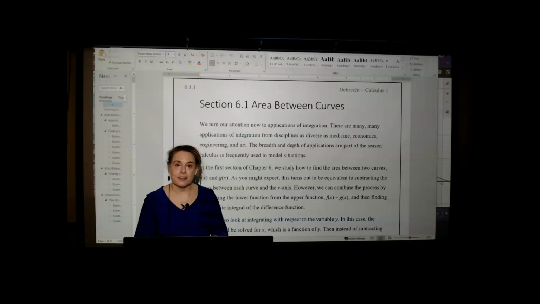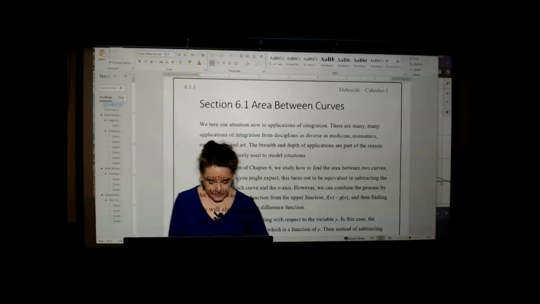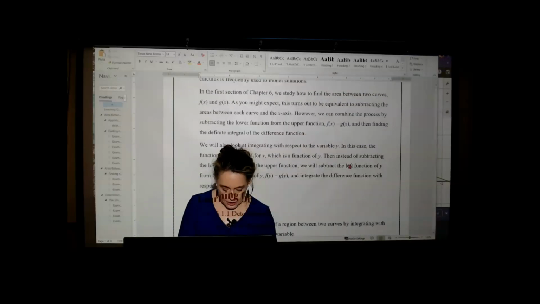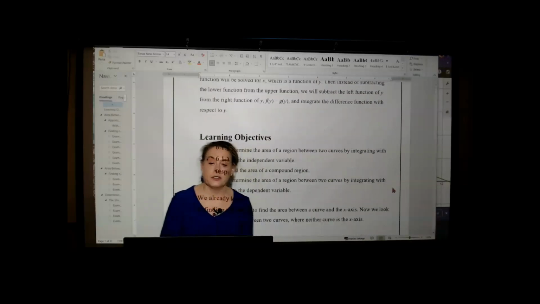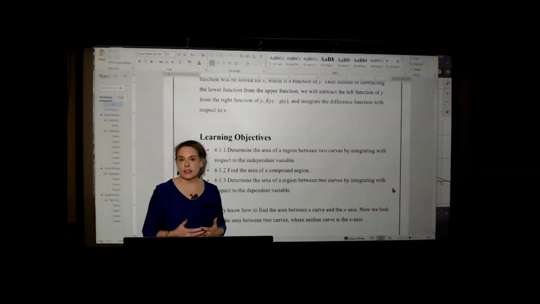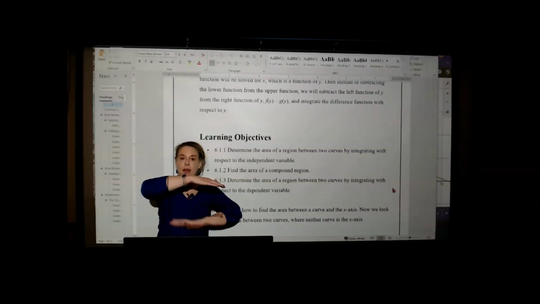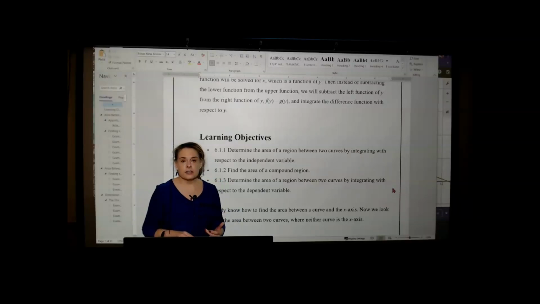Let's take a look now at the learning objectives for this section. Remember that we are going to do this both for functions of x, where we look at graphs above and below, and for functions that are functions of y, the dependent variable, meaning that instead of above and below, we'll be looking at left and right. Because the second type is a function of y, the differential will have to be dy. The limits of integration, since these will all be definite integrals, will have to be y values.